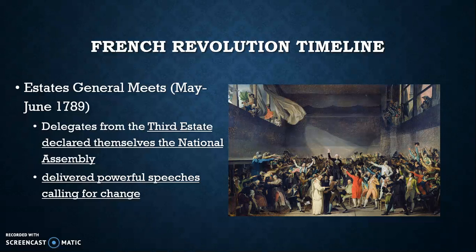The king dismissed them, and they decided to move to this nearby tennis court where they held these very moving, powerful speeches calling for change, and they vowed that they would not stop until France had a new constitution.